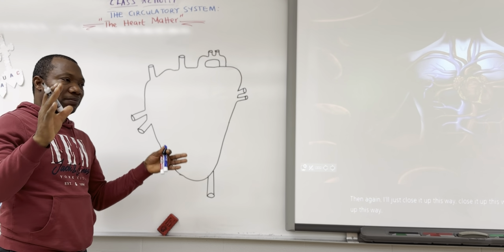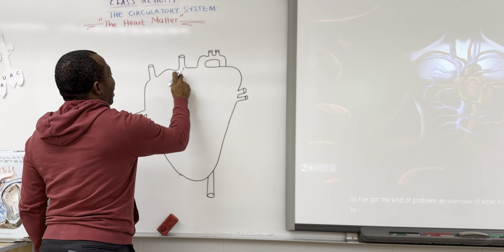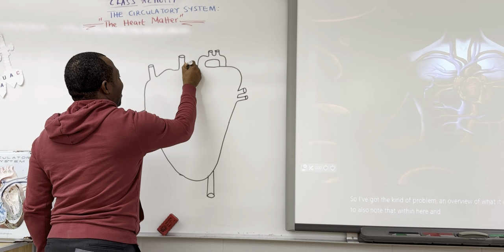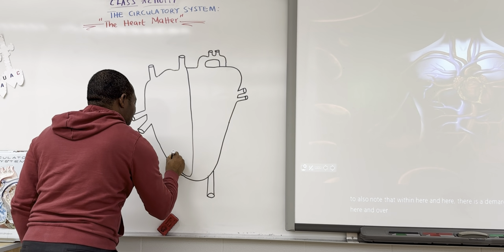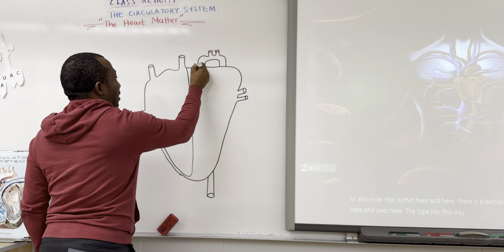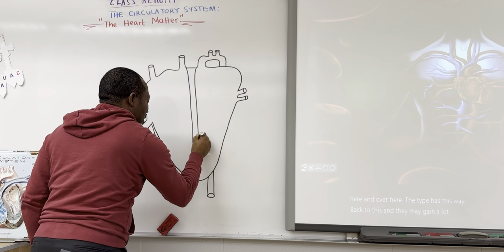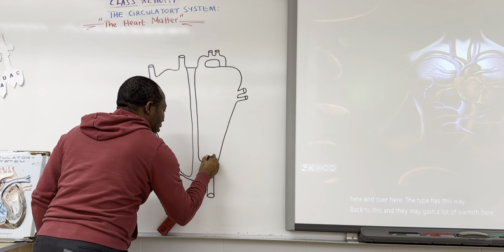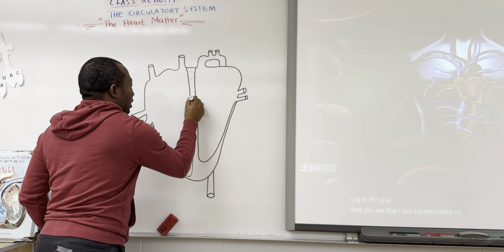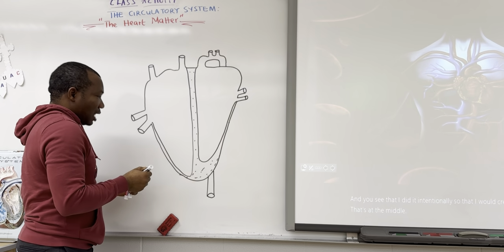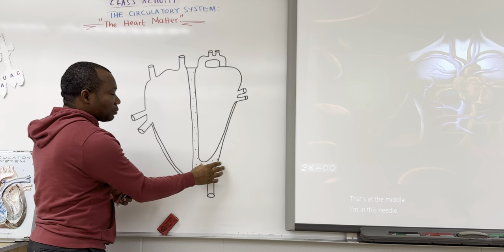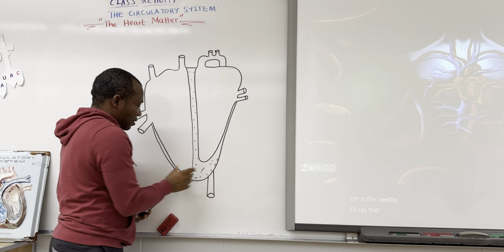So I've got an overview of what it is like. Over here, I would also note that within here and here, there is a demarcation that comes over here, and over here it taps this way, back to this, and then another one over here, going this way. What I did here, I did intentionally so that I will create this at the middle. In this middle, this one is thicker than this one. This is a thinner wall and this is a thicker wall.